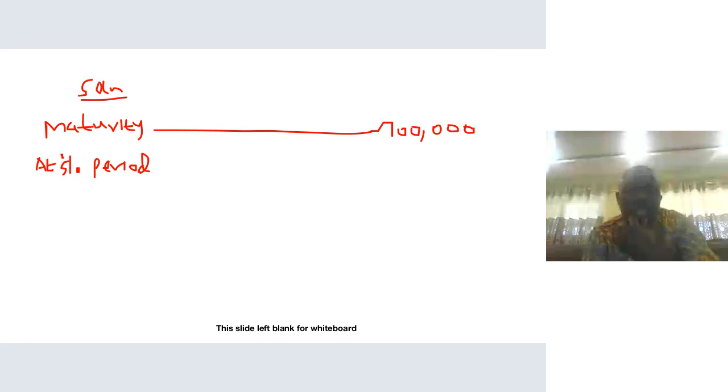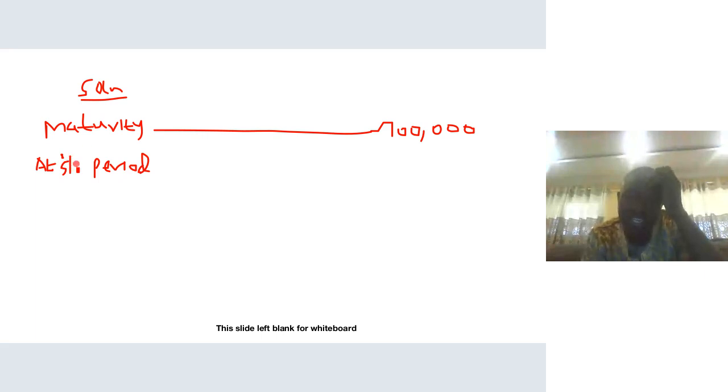The market rate of interest is 10%. So if we are paying this in half a year, it means that now we will be paying half of the 10%, and that is 5%. That is how we have arrived at the 5% here.